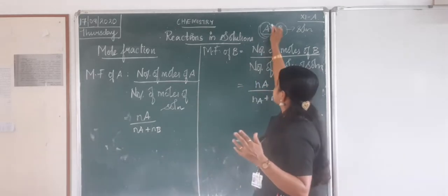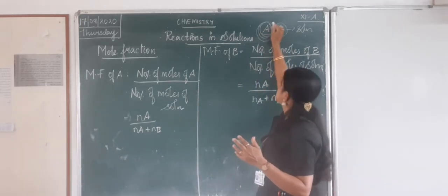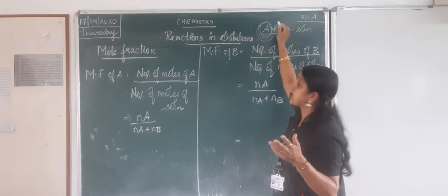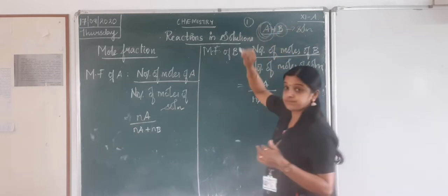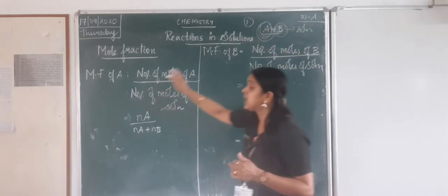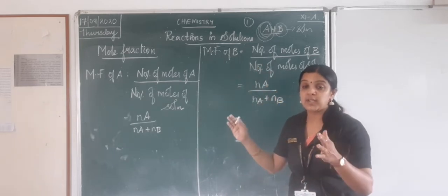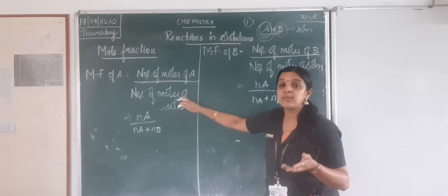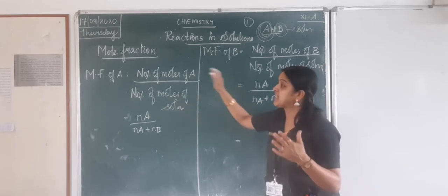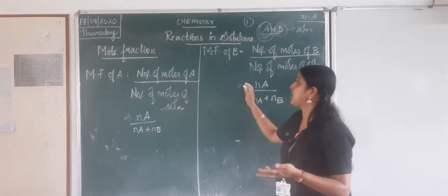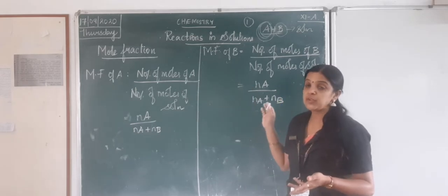So the total mole fraction will always be equal to 1. That is, mole fraction of A plus mole fraction of B will be equal to 1 when you add them together. So once I get mole fraction of A, 1 minus mole fraction of A will be mole fraction of B. You are able to get me, children?